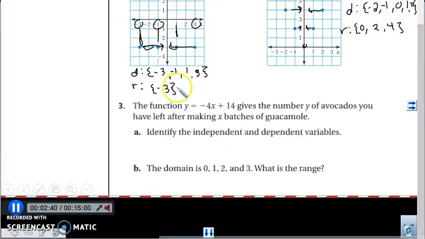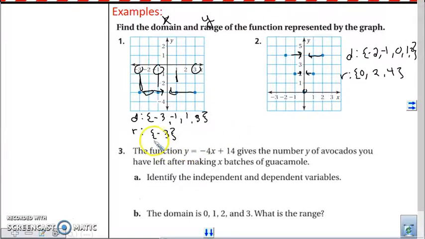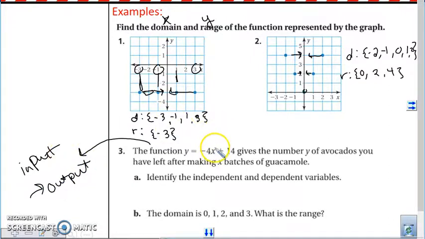All right, the function, remember, function means one input goes to one output. So this is saying if you put something in, you're only going to get one number out. It gives the number y of avocados you have left after making x batches of guacamole. Identify the independent and dependent variable. Independent variable is x, dependent variable is y, independent variable is the domain, and the dependent variable is the range. So this is what we've just learned. All of this together, lots of ways of saying almost the same thing.